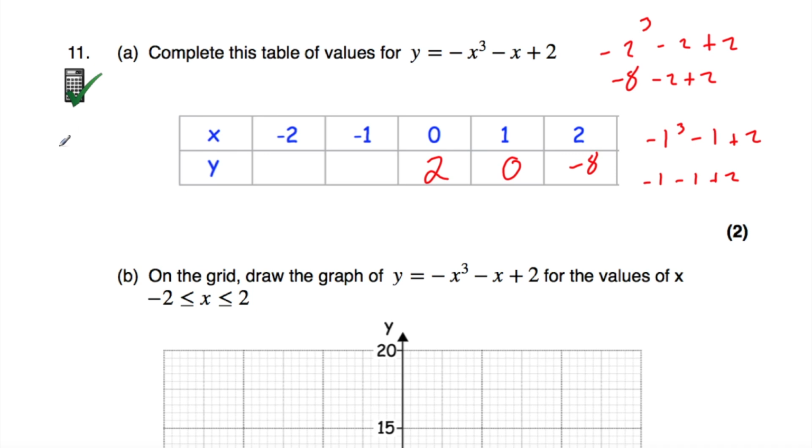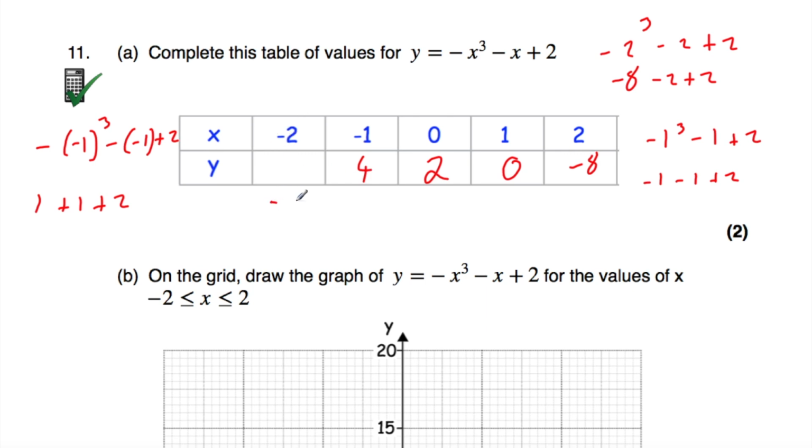Okay, negative 1. So we're going to do negative, and then we're going to do negative 1 cubed, and then take away negative 1, and then add 2. Negative 1 cubed is negative 1, change the sign, so it'd be 1. And then take away negative 1, so that'd be adding 1, and then plus 2, and that'd be equal to 4. And then finally negative 2.